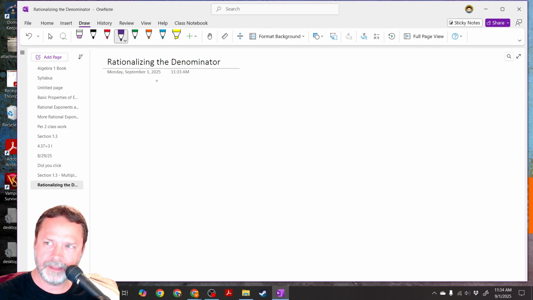Or it means there's a root in the denominator that we cannot simplify. And those roots that we cannot simplify end up being irrational, which means you can't rewrite them as a fraction of integers. That's what it means. So anyway, we want to get rid of the roots in the denominator. We'll just leave it at that. So how do we do that?